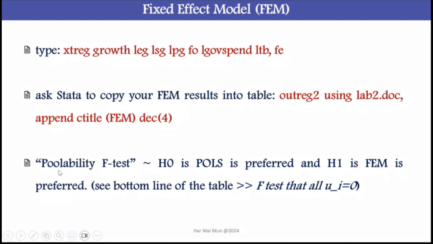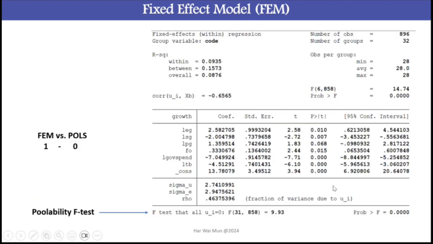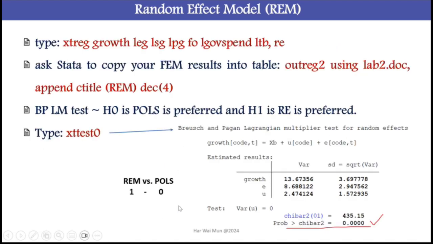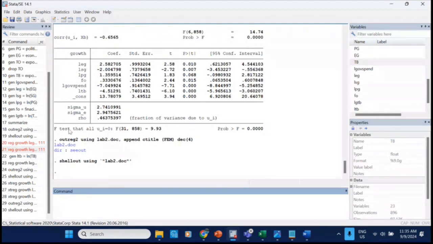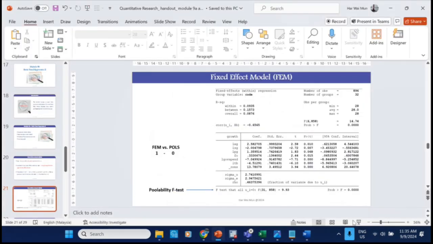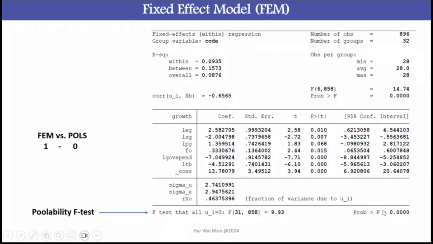You see the result from the probability F test. You see the bottom table, you have this F test that all u_i equal to 0. Can you see that the data result? This one. Okay, and then the probability is significant. 0 means significant.